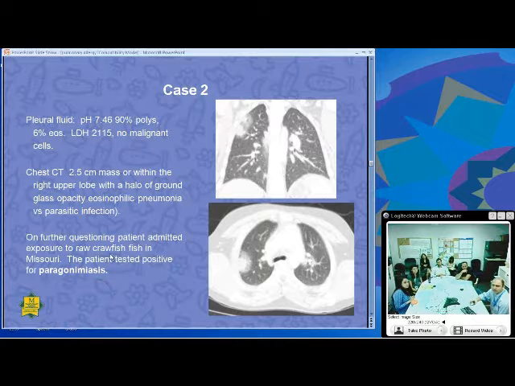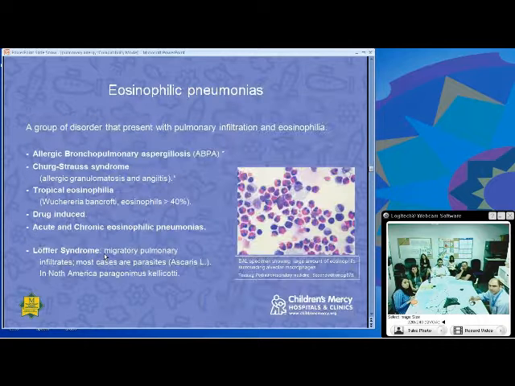We sent the test to the CDC, and he was positive for it. He was treated with antibiotics, and he cleared this. So it's something that we're not really aware is here very close to us.